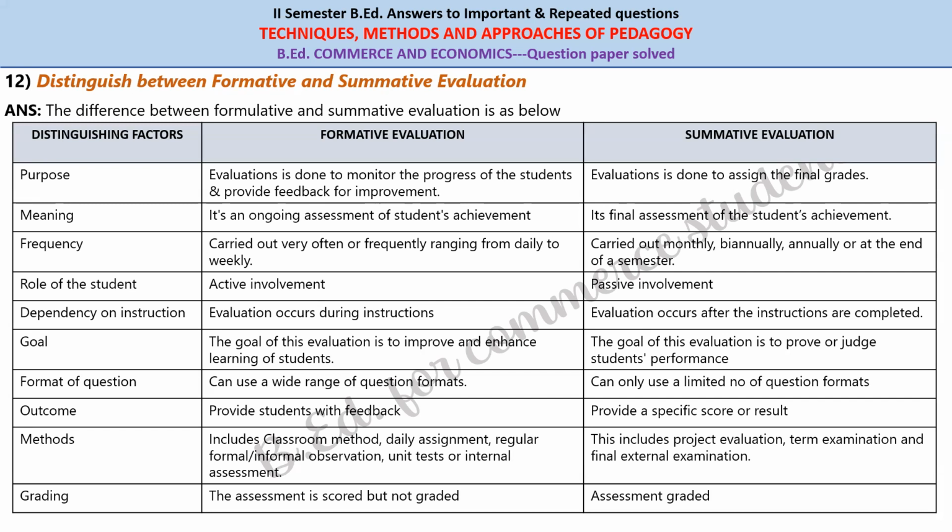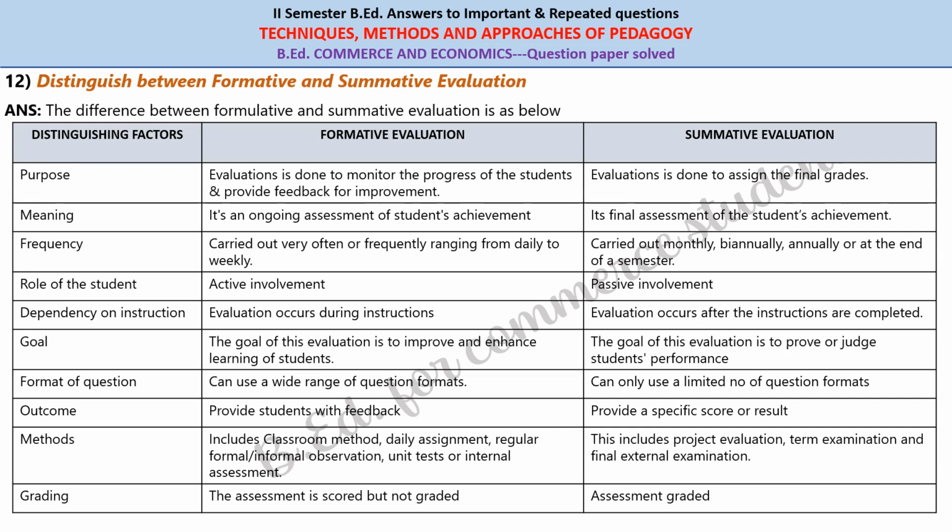So formative evaluation is not a final evaluation. It's done to monitor the progress, it's an ongoing process. Whereas summative sums up the evaluation, basically to give final grades, or to assess the achievement of the students. The role of the student in formative evaluation is active, because it's an ongoing process, and they are part of that evaluation. But when it comes to summative evaluation, it's just a passive element. You write, be part of the evaluation and move on, then that's the final thing, that grading. There's no scope for improvement later on.